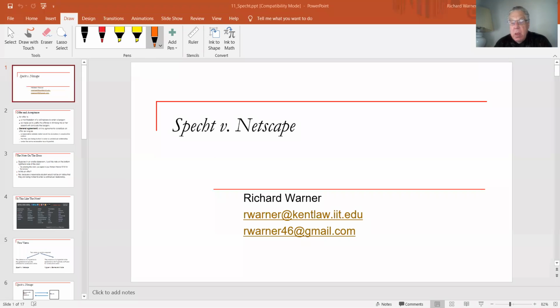There we go. Our first case we'll look at is Specht versus Netscape. This is one of the leading cases about offer and acceptance online. We start with offer and acceptance because that is where the discussion of online contracting started, in the courts and in the law reviews with the commentators. So it's natural to begin there, and there are a number of important cases, but critical are the two that we will look at. Specht being the first one.